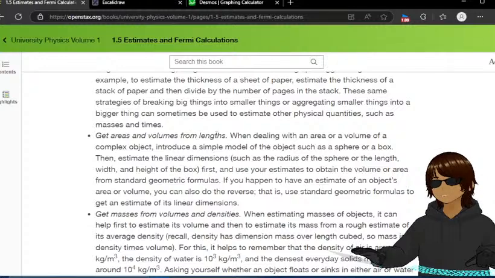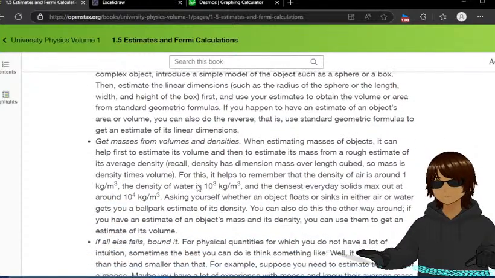Get areas and volumes from lengths. In dealing with an area or volume of a complex object, introduce a simple model of the object, such as a sphere or a box. Then estimate the linear dimensions first, such as the radius of a sphere or the length, width, and height of the box, and use the estimates to obtain the volume or area from standard geometric formulas. If you happen to have an estimate of an object's area or volume, you can also do the reverse. That is, use geometric formulas to get an estimate of its linear dimensions.